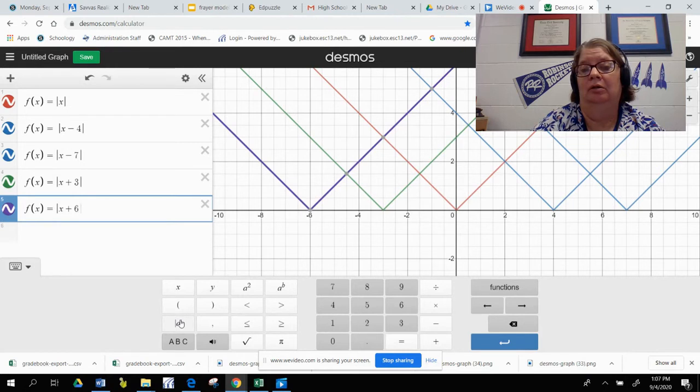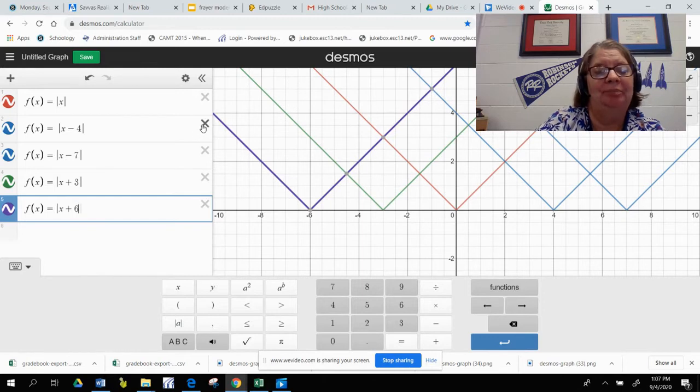Okay. So what have we learned? We've learned that an add or subtract outside the absolute value moves the graph up or down. And it's like we think it should be. Plus goes up, minus goes down. When you add or subtract inside the absolute value, it's opposite. The minus goes to the right, the plus goes to the left.